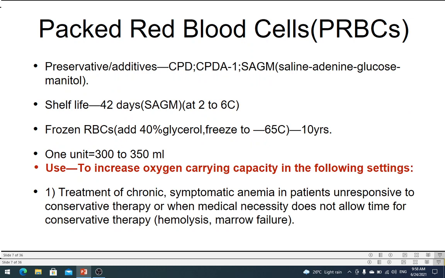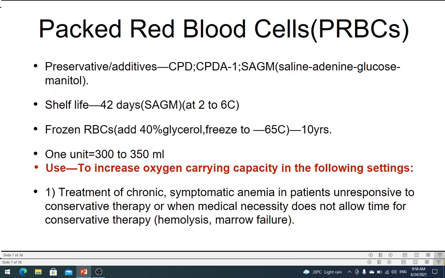Then we come to packed red blood cells. I told you this is the component that is most commonly used. Here again, just like we talked about whole blood, the preservative additives used are CPD, CPDA-1, and then we have saline adenine glucose mannitol.